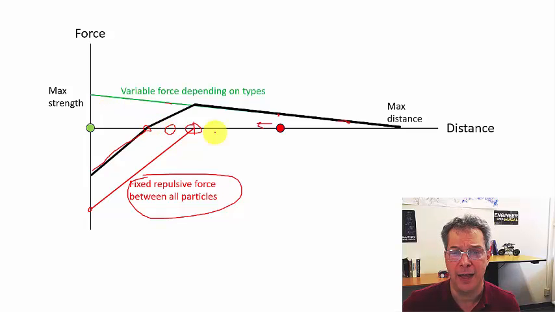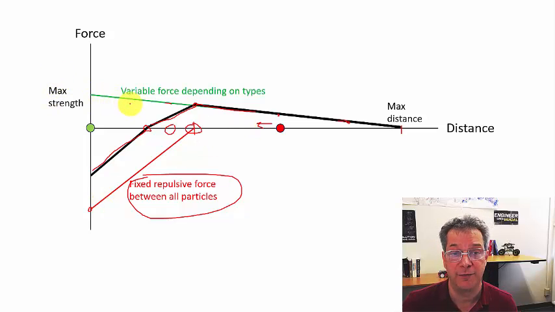And then as the red particle gets further away, the attractive force dominates until it reaches some maximum where the repulsive force is zero, and then further away, the attractive force decreases out to some maximum distance. So in terms of the programming, we need to include two forces, a fixed repulsive force and then a potentially attractive or potentially repulsive force that depends on the two particles involved.